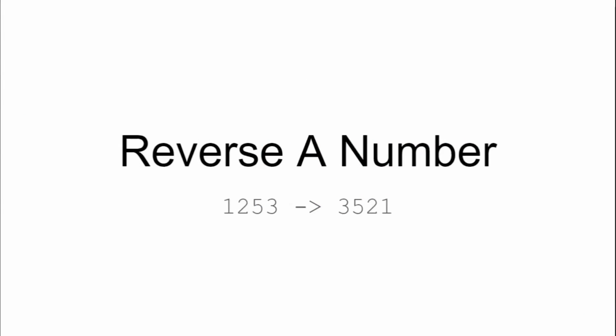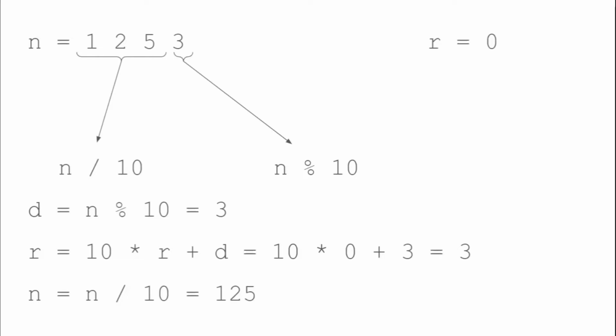Now let's see how to calculate the reverse of any given number. If we are given the number 1, 2, 5, 3, then its reverse will be 3, 5, 2, 1. Now let's go step by step. Let's call the given number n. Now if we divide n by 10, we will get 125 and the remainder will be 3. That means n divided by 10 is 125 and n mod 10 is 3. So d will be 3.